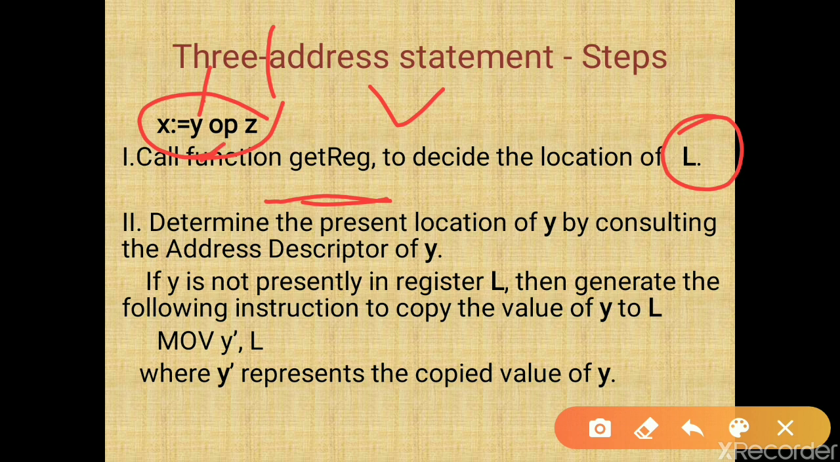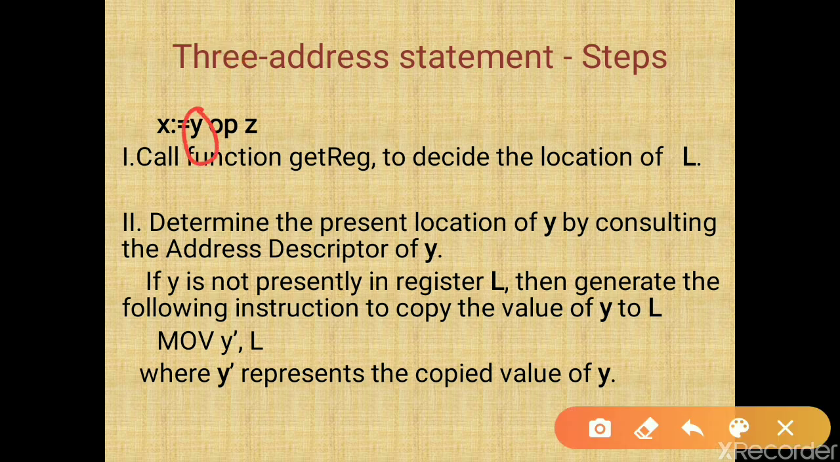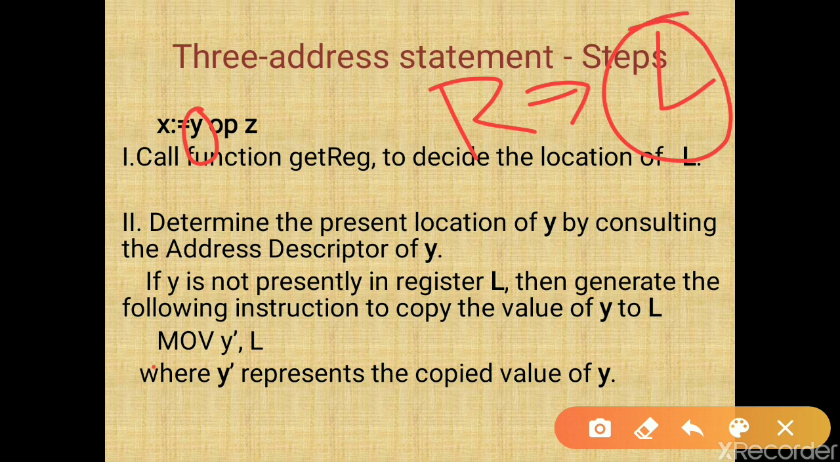Determine the present location of Y. Which one is the first operand here? I have to determine the present location of Y. If Y is not present in register L, then generate the following instruction to copy Y to L. So what is the instruction here? Move Y dash comma L. This is the instruction that I am using to copy the value of Y.